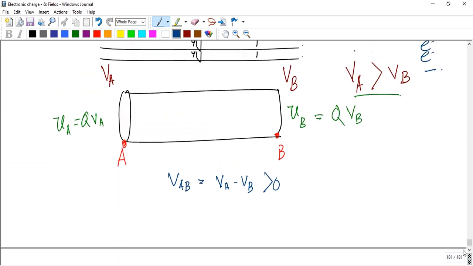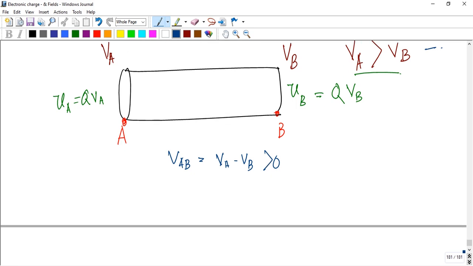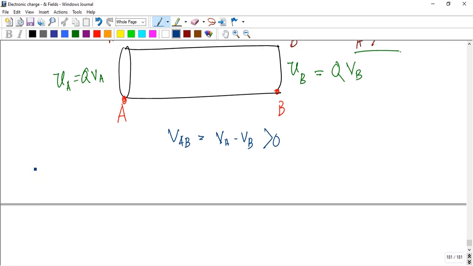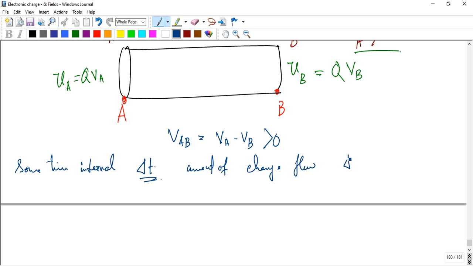Okay, now in some time interval delta t, the amount of charge flowing through a conductor is, suppose, called delta q. And that delta q, from the definition of current, is charge by time equal to current, so I times delta t, because you know that I equals q by t, so q equals I times t.